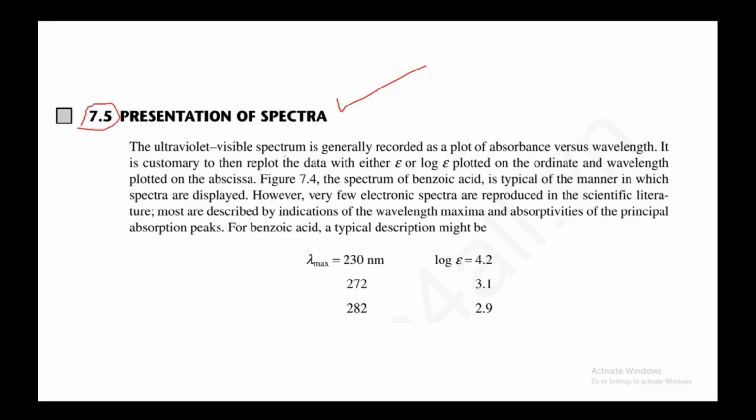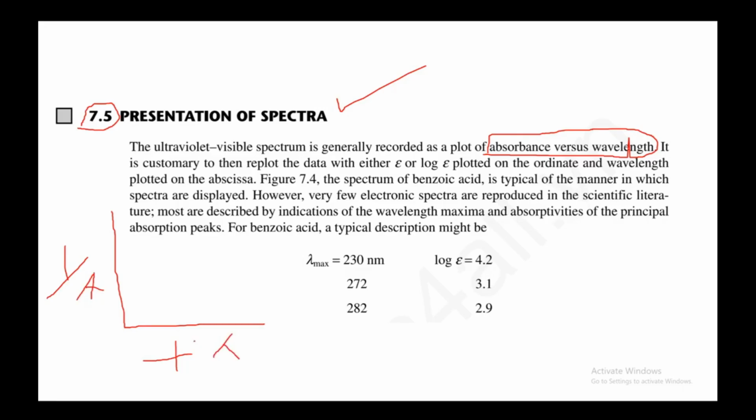So the ultraviolet visible spectrum is generally recorded as a plot of absorbance versus wavelength. If you look at the UV spectrum, you will find at the x-axis we have the wavelength, and at the y-axis we have the absorbance, and we write A for absorbance and lambda for wavelength. So this is how we plot the UV visible spectrum.